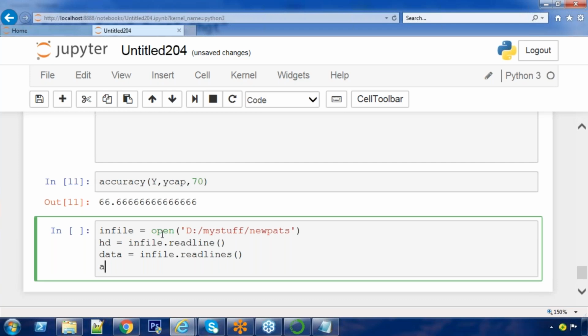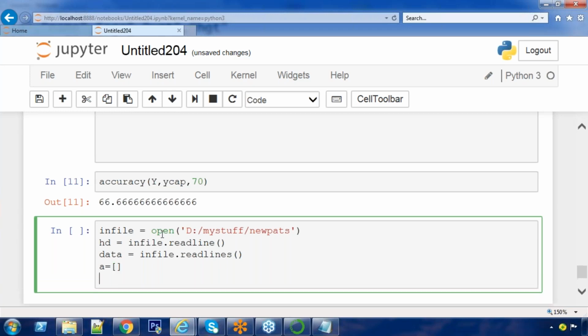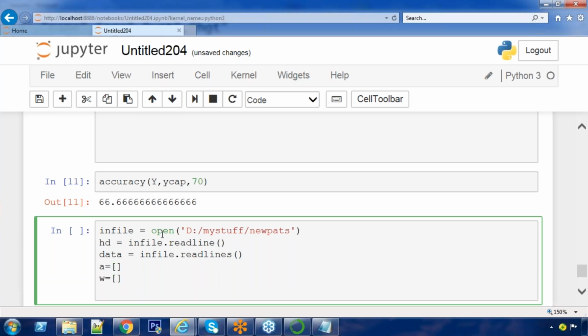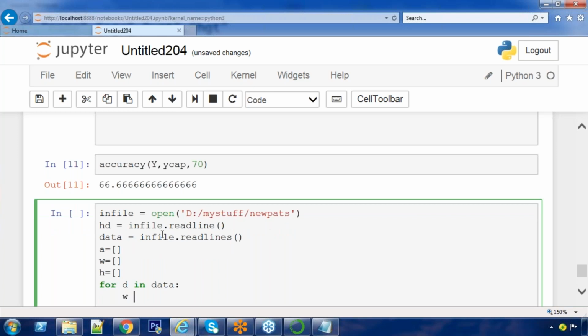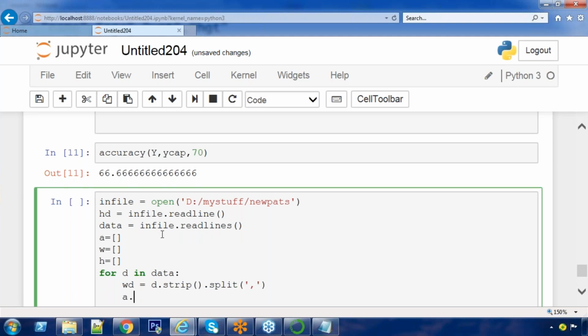Separate the required entities: age, weight, and height. For D in data, I'm splitting them into words. Comma is the delimiter in our data between fields. Appending all ages, weights, heights into those empty lists.